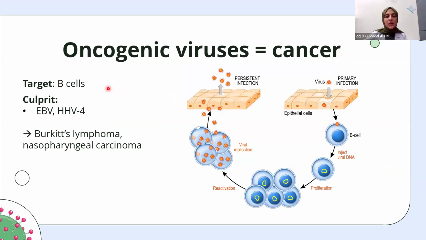Now, the second one is targeting B cells. Which virus will target B cells? You have EBV, Epstein-Barr virus, also called HHV4, human herpesvirus 4. This will affect B cells, causing them to divide and replicate uncontrollably, and this results in different cancers. EBV can cause Burkitt's lymphoma or nasopharyngeal carcinoma. Okay? So this is the second oncogenic virus, EBV. It can affect B cells, causing Burkitt's lymphoma or nasopharyngeal carcinoma.